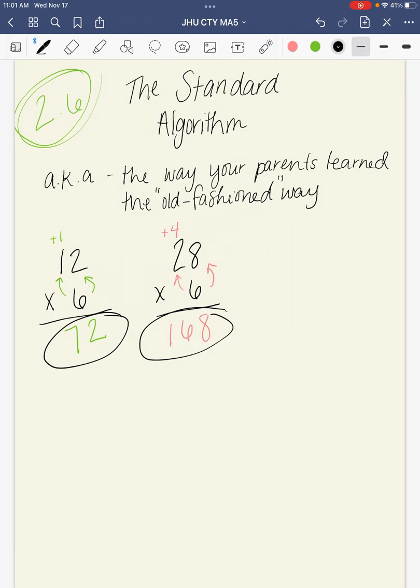Pretty simple. Just remember to line up by place value and start on the right side in the ones place, and you are ready to go.